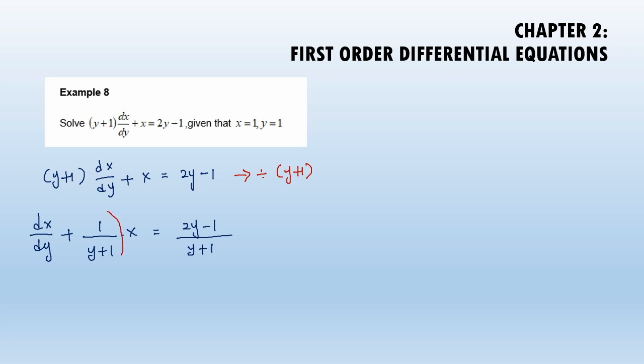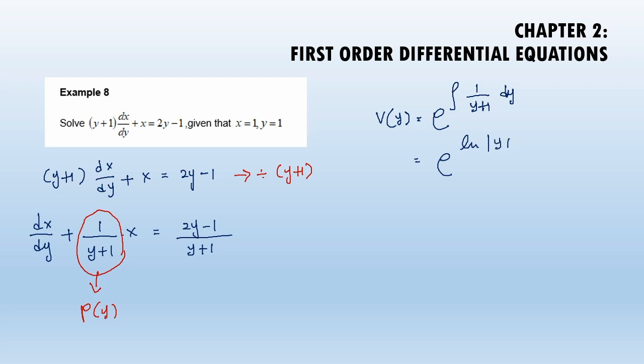And we identify p of y as 1 over y plus 1. So next, we're going to find the integrating factor, or v of y, as e to the power of the integral of p of y, which is 1 over y plus 1 with respect to dy. So we have e to the power of ln of y plus 1, and by using the properties of e to the power of ln, we end up with y plus 1 as the integrating factor.